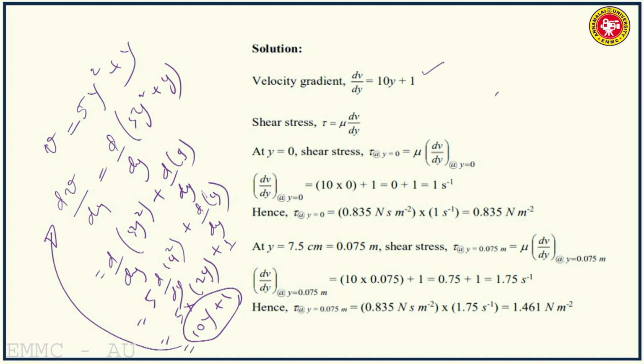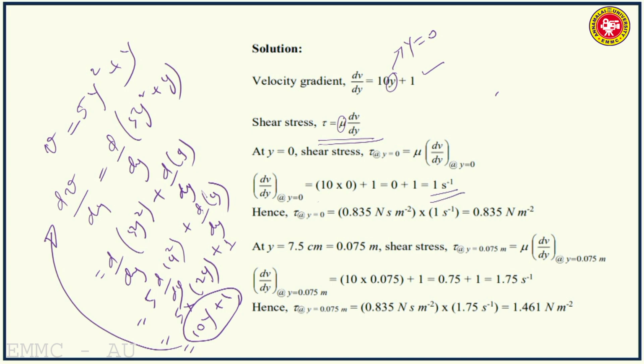That's the velocity gradient. So shear stress as given by Newton's law of viscosity, tau is equal to mu dv by dy. At y is equal to 0, the shear stress, that is tau at y is equal to 0, is mu multiplied by, mu is a constant, the dynamic viscosity is a constant for the fluid, at y is equal to 0. That means dV by dy at y is equal to 0: you put y is equal to 0. So 10 multiplied by 0 plus 1, so 0 plus 1, 1 per second.